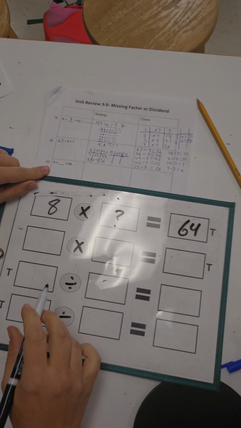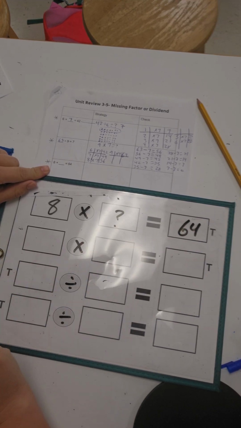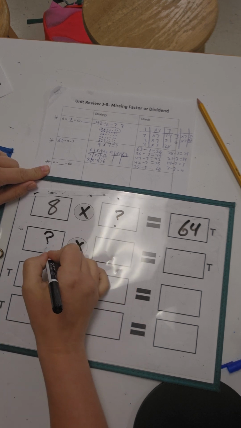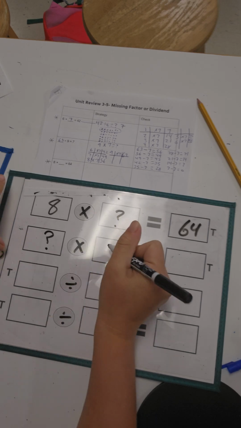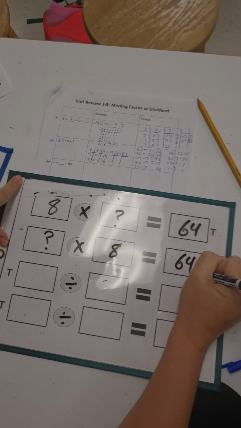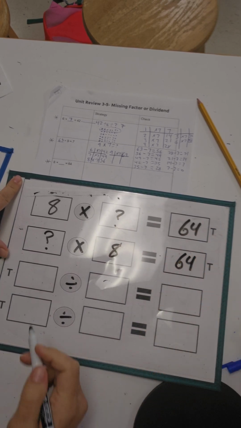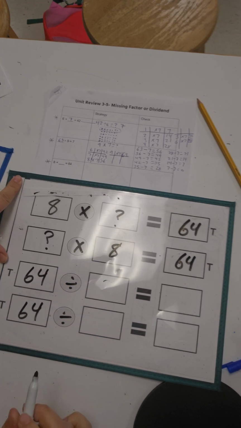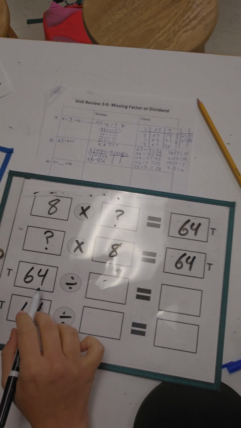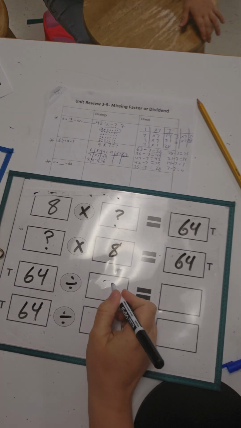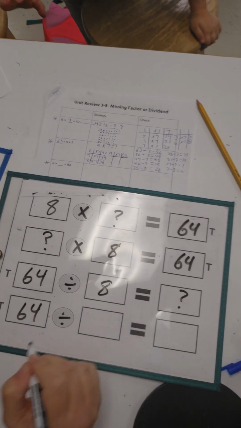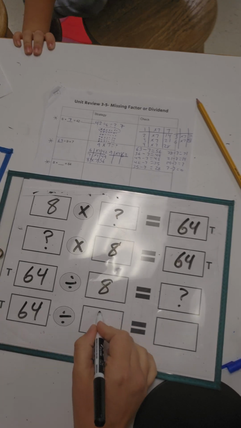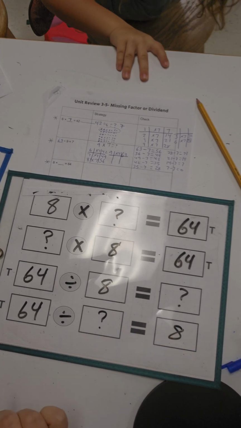I can also switch my factors because with multiplication, it's the commutative property. So I may switch my factors. Now, 1 factor times 8 is also 64. Since I know my total is 64, I'm going to replace that here. And I know that 64 divided by 8 equals something, and 64 divided by something equals 8.